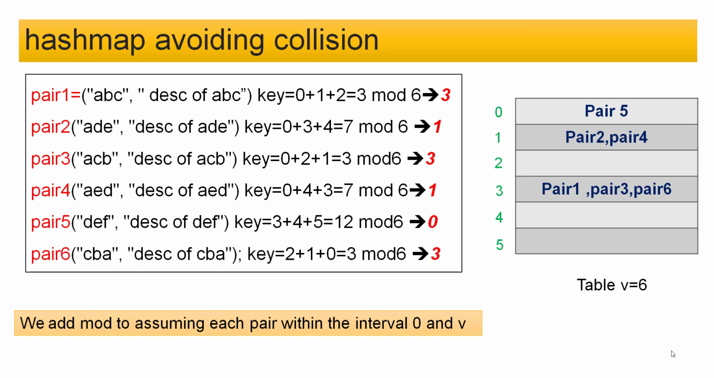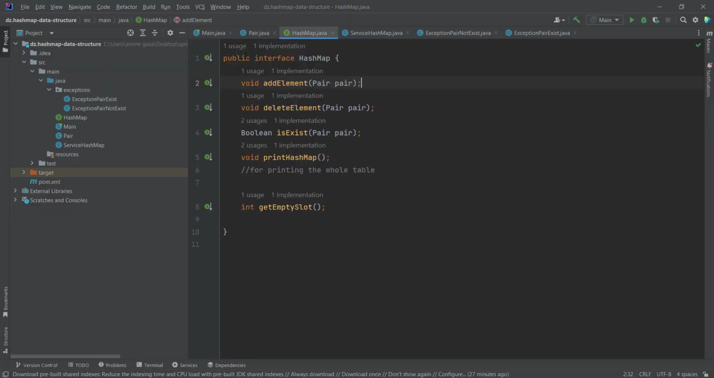Now let's try to implement this data structure using the Java programming language. We try to add an element into the table, delete an element from the table, check if a pair exists in this table, and also calculate the empty slots in the table. So let's move into the Java program. So this is the project.